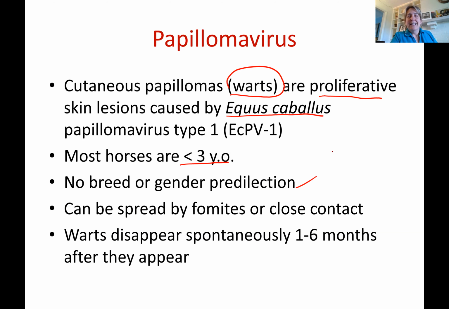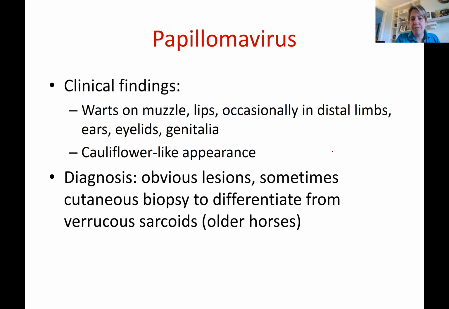So there are different things that we can do to try to treat the disease. However, if you don't do anything, they also disappear. The clinical findings are going to be warts, generally on the muzzle, lips, sometimes in the ears, the eyes, genitalia, lower limbs, etc. They are little warts that look like cauliflowers. Okay, and these lesions are very obvious because there are a lot of them.